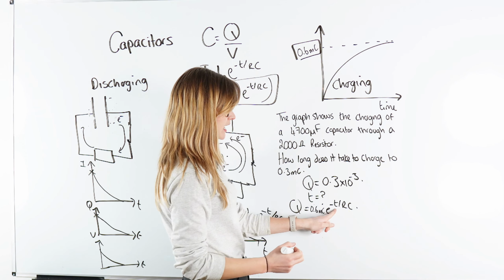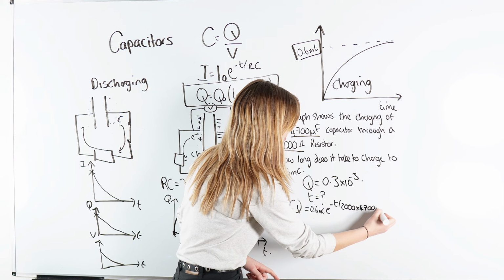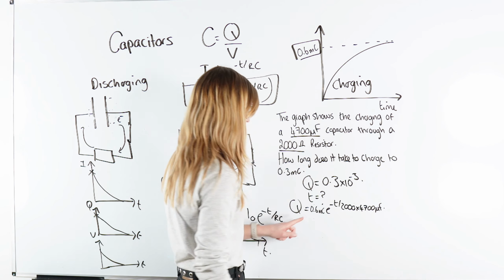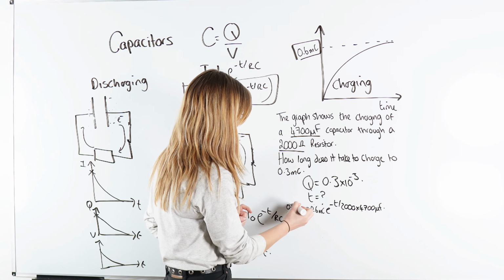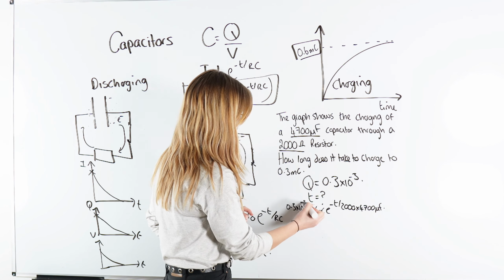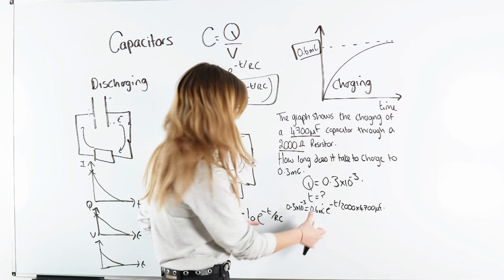E to the negative time, we're trying to figure out time. R, our resistance, we're told, and the capacitance, we're told. So R times C is just going to be 2,000 times 4,700 microfarads. And the charge we're trying to get to is our 0.3 times 10 to the minus 3. So let's fix this to get rid of our milli: millicoulombs is 0.6 times 10 to the negative 3, and for microfarads, we know micro is times 10 to the power of negative 6.